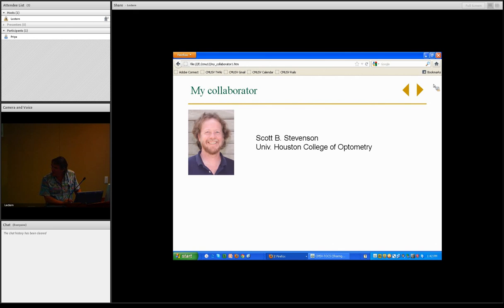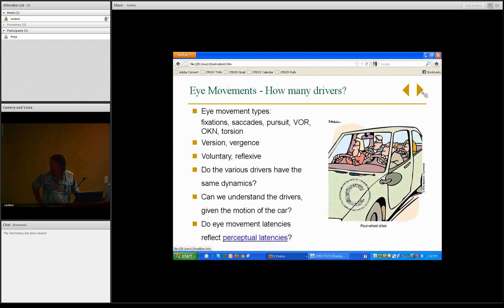So this cartoon kind of illustrates the problem. The caption is 4-wheel drive, and you notice that all the people in the car each have a steering wheel. This is kind of the problem we face when trying to study eye movements: there are a lot of different mechanisms in different parts of the brain that all are tugging on the wheel, trying to make the eye go one way or another. What we'd like to do is learn the characteristics of each one of those, but all that we can observe is the motion of the car, or the eye.